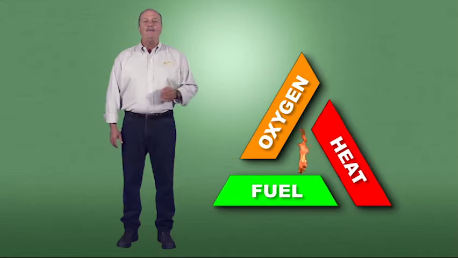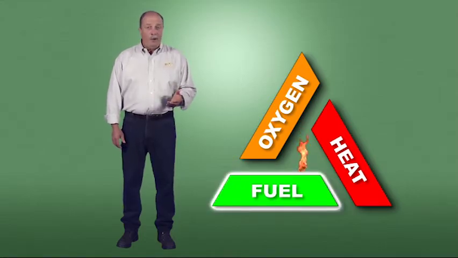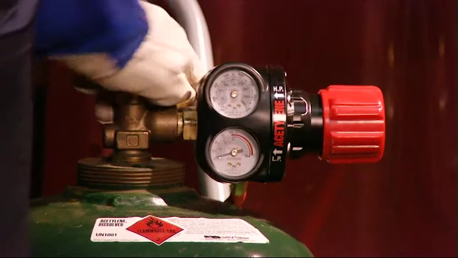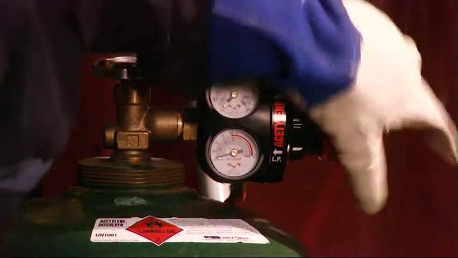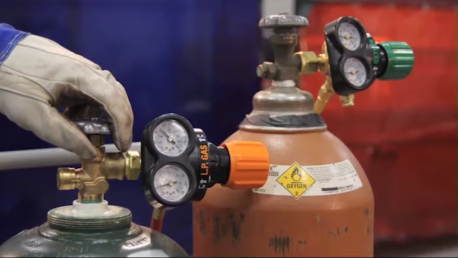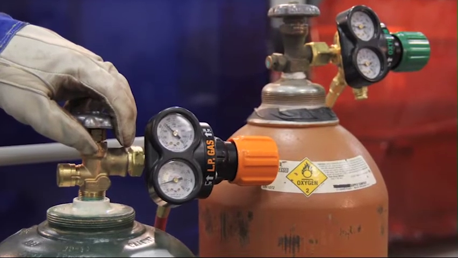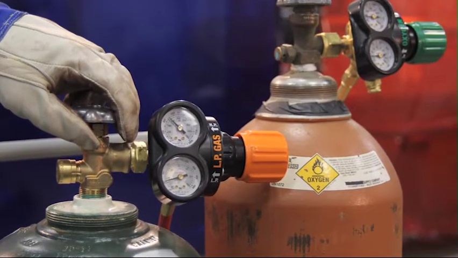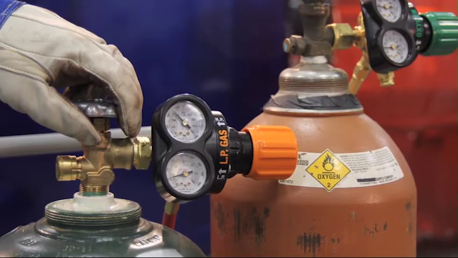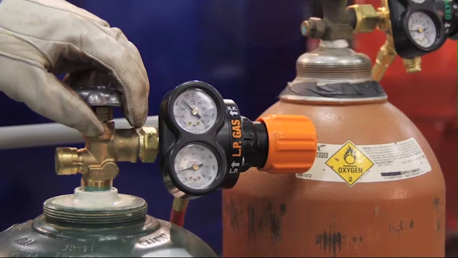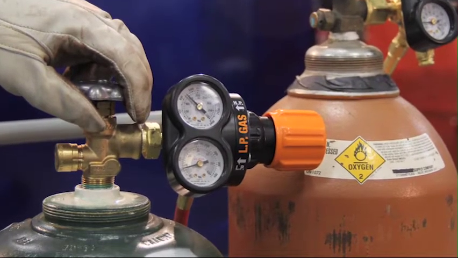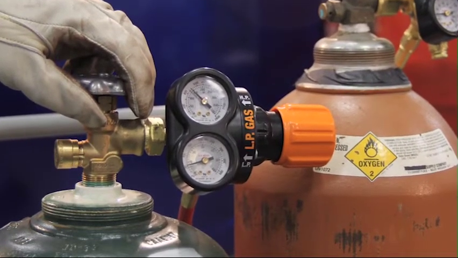Now let's discuss fuel gases, which are another component in the triangle of combustion. The most widely used fuel gas is acetylene. Other fuels are commonly referred to as alternate fuels. These include LP gases, or liquefied petroleum gases, which include propane, propylene, and butane. They also include compressed gases, such as natural gas and methane.